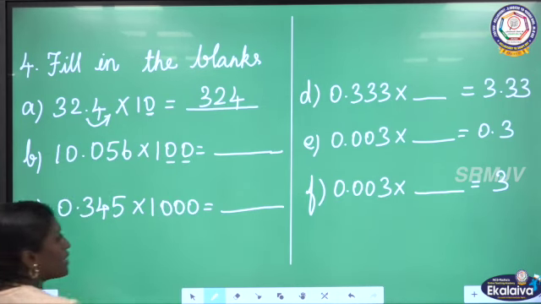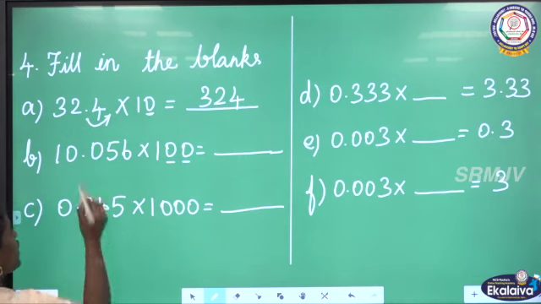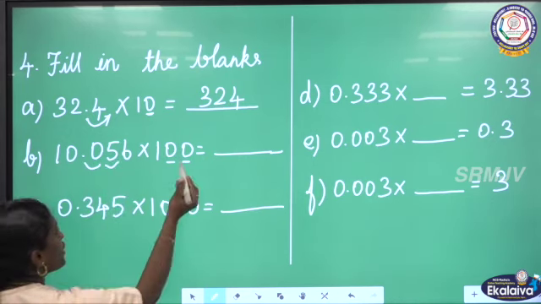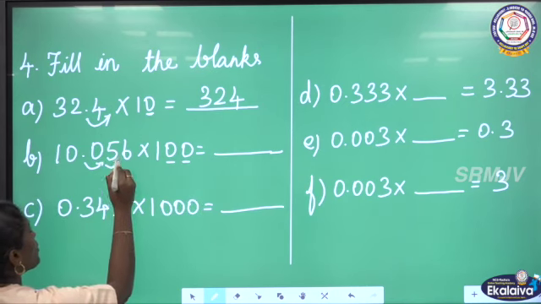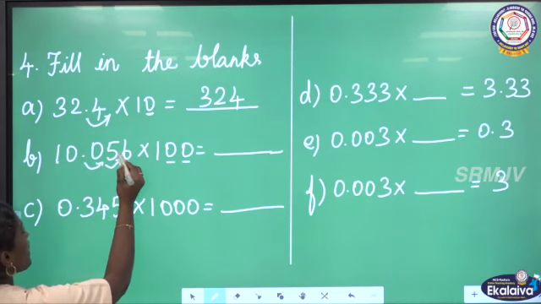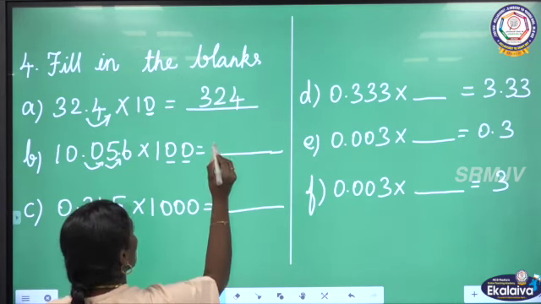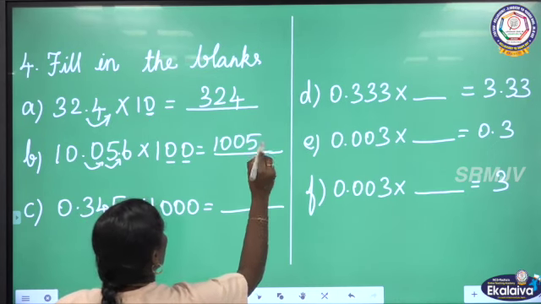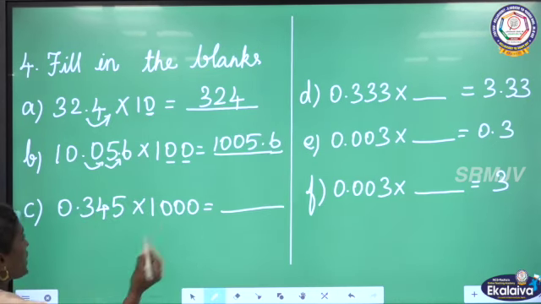Okay, see 10.056 into 100. Here 2 zeros are there. According to the number of zeros, we have to move the decimal point to the right. Here 2 zeros are there. So we have to move the decimal point 2 places to the right. Then the decimal point will come in between 5 and 6. So we will get 1005.6.